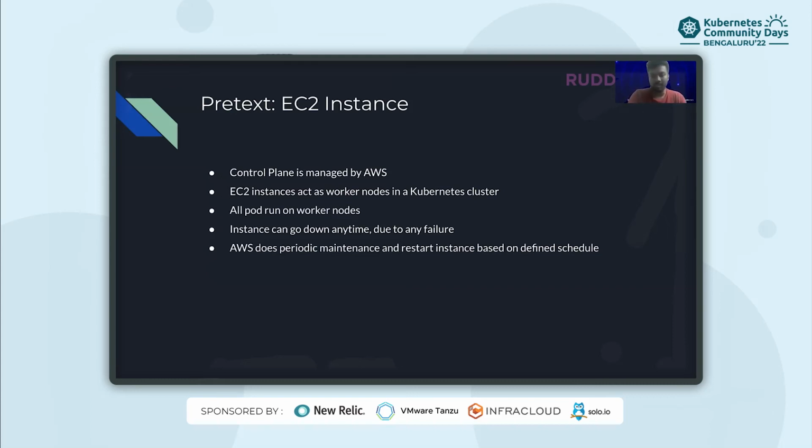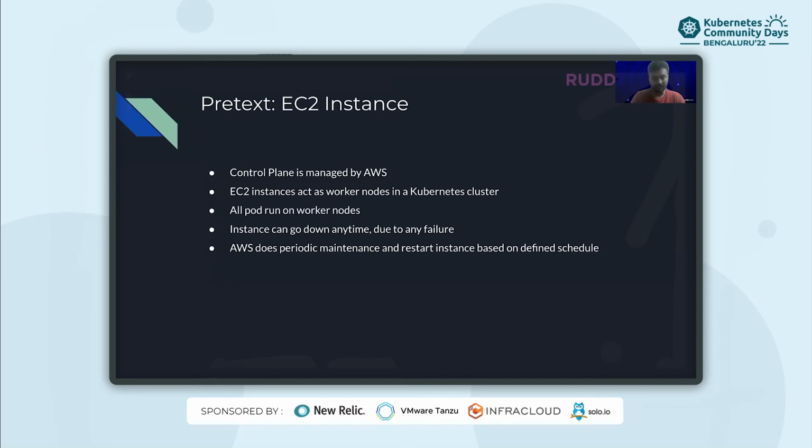EKS internally uses EC2 instances as the worker nodes. In EKS, the control plane is completely managed by AWS. We don't have to do anything. But EC2 instances act as the actual worker nodes, and obviously all the pods run on those worker nodes. And because it's EC2 instances, it's not very often, but the instance can go down sometimes. It can be that the instance gets terminated, but it can also mean that there is a network failure on that particular node, or that some of the EC2 instances in one region are completely down.